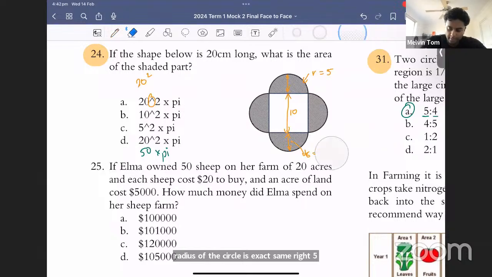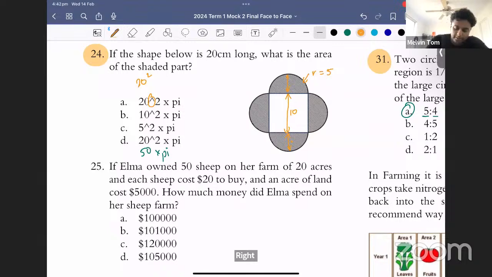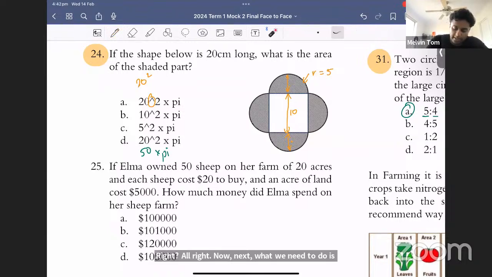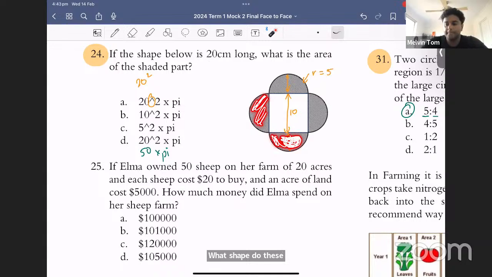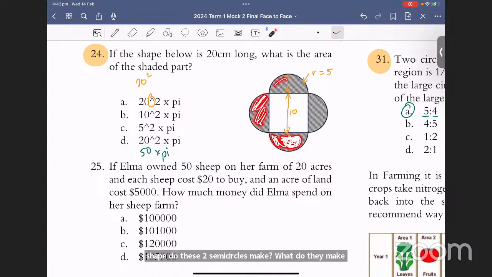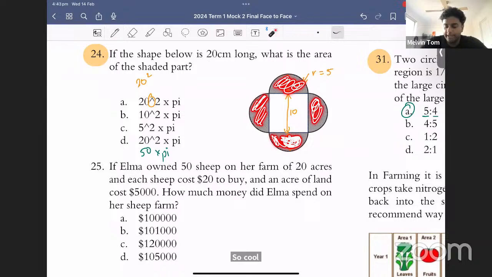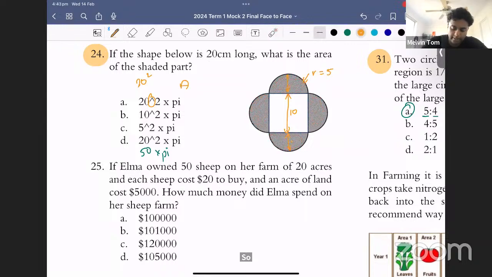Right? All right, now, next, what we need to do is, actually before that, let me ask you this. What shape do these two semicircles make? What do they make? A circle. A circle. So in total, we're trying to find the area of two circles. So area of a single circle, area is equal to pi multiplied by r squared.